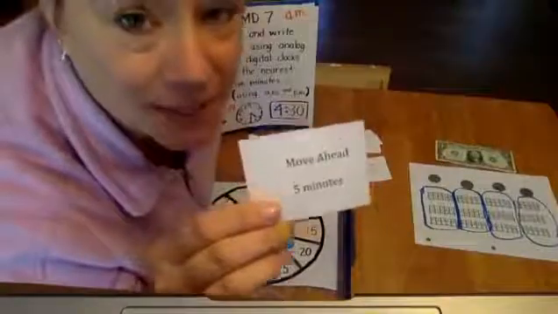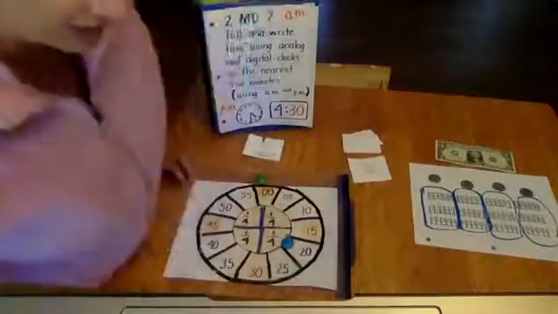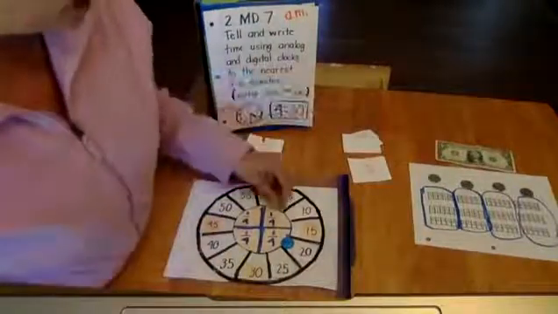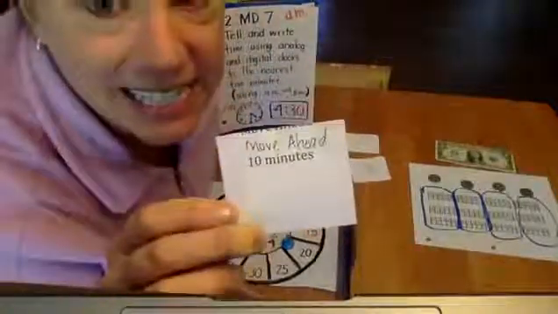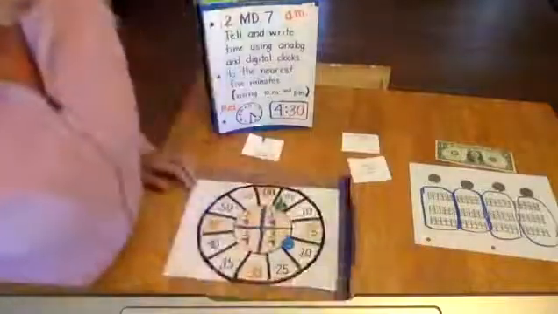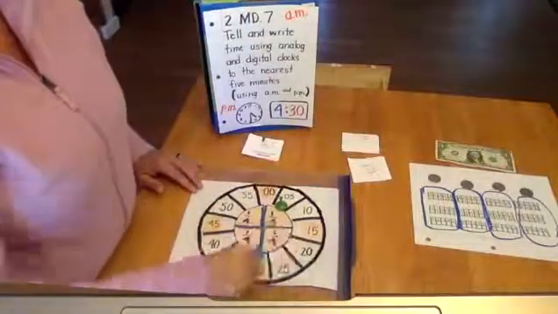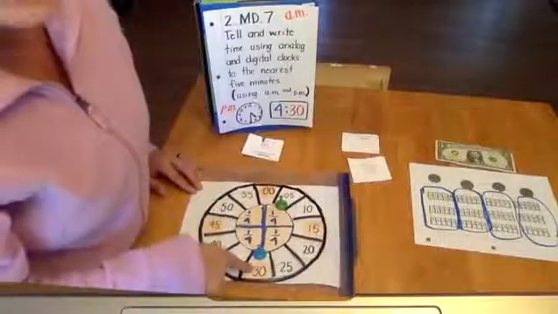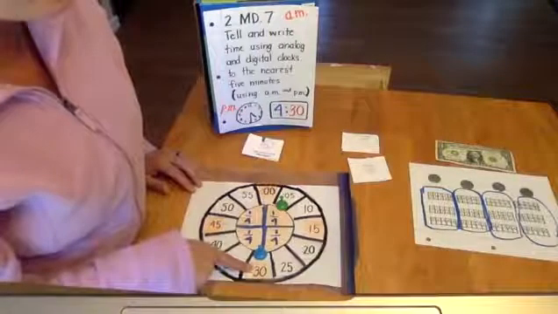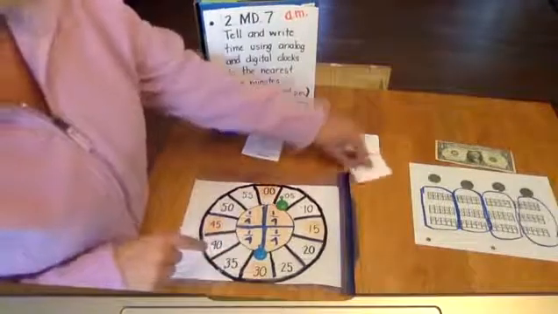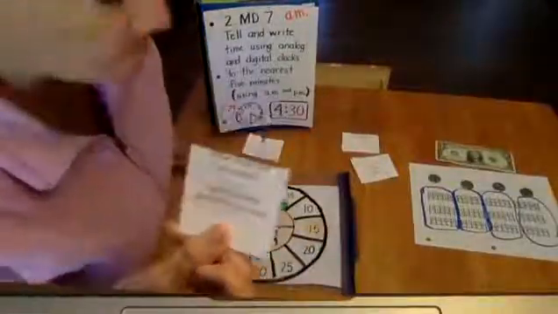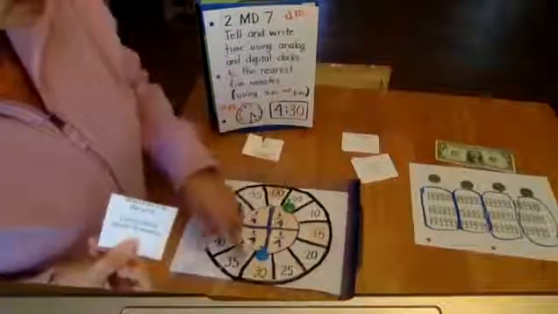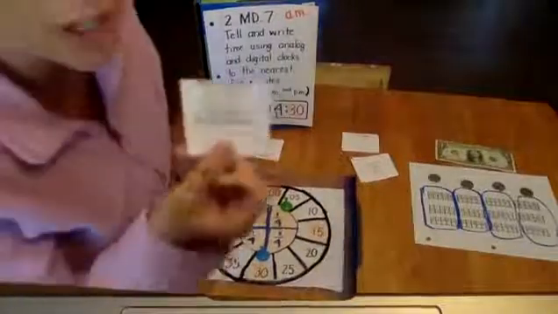Move ahead 5 minutes. That's ridiculous. 5. All right, Zeb's turn. Move ahead 10 minutes. So he goes 5, 10. He lands on a quarter hour card. What time is it for you? Well, 0 hours and 30 minutes. So he gets to move ahead 10 minutes.